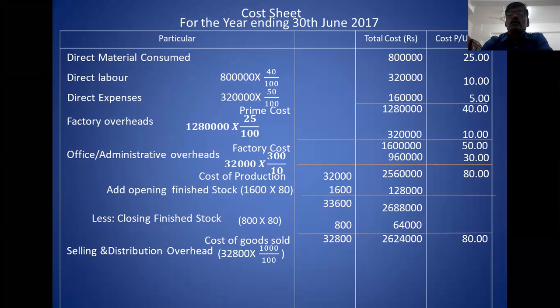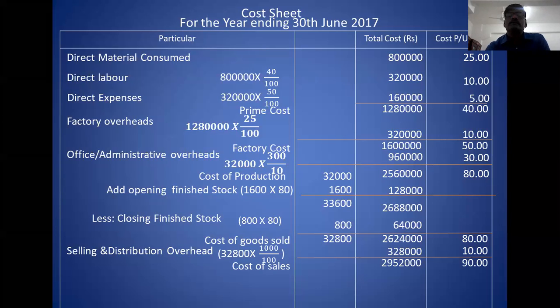Then selling and distribution overhead. Selling and distribution overhead is 1,000 for every 100 units sold. So 32,800 into 1,000 divided by 100. Its value is 3,28,000. Divide by 32,800, per unit selling cost is 10. Then you take the total. Total is 29,52,000. Per unit is 90 rupees. This is called cost of sale.